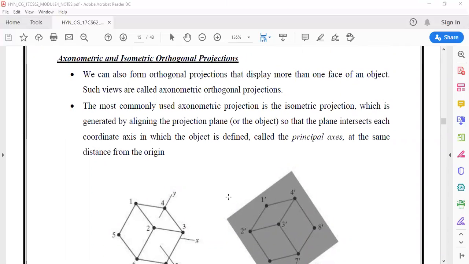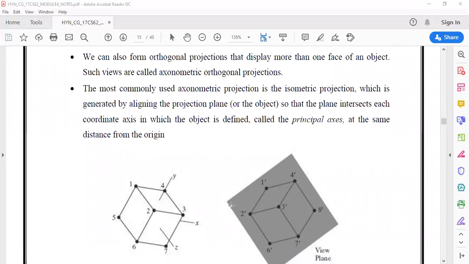Such types of views we call axonometric orthogonal projection. An orthogonal projection which displays more than one face of an object is called an axonometric orthogonal projection.